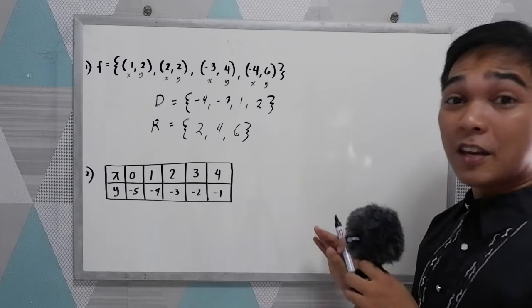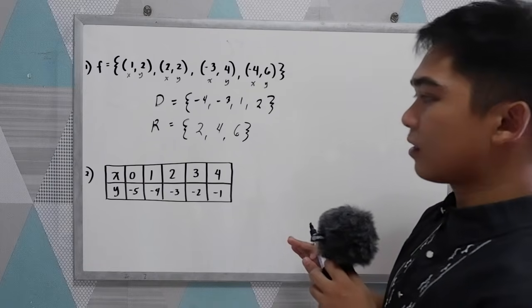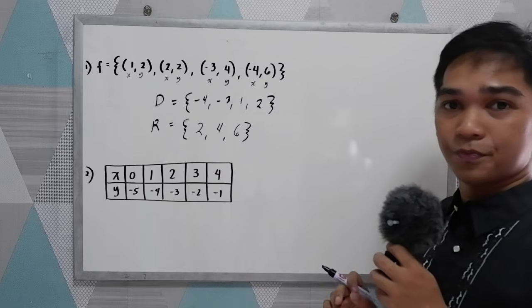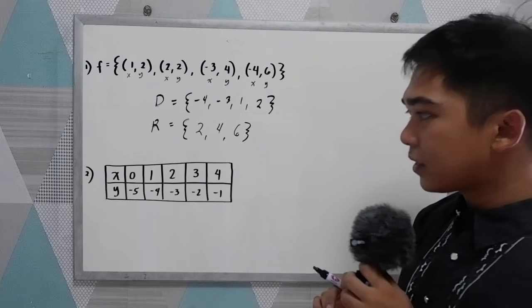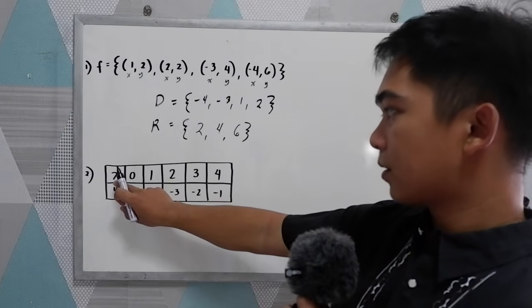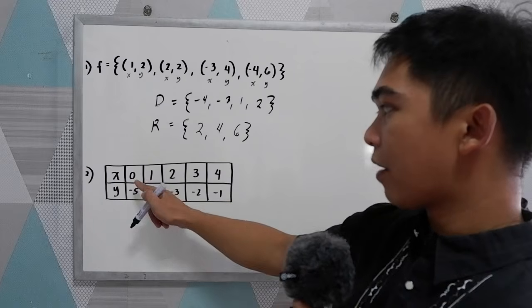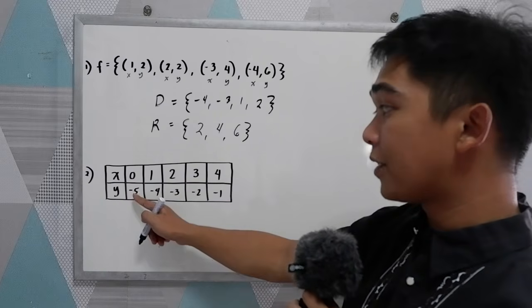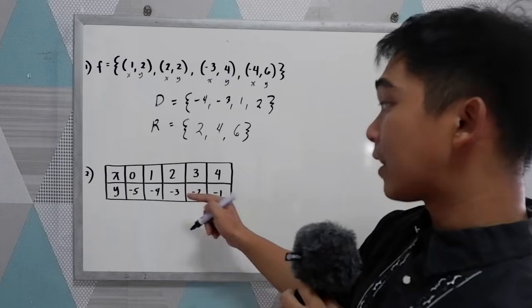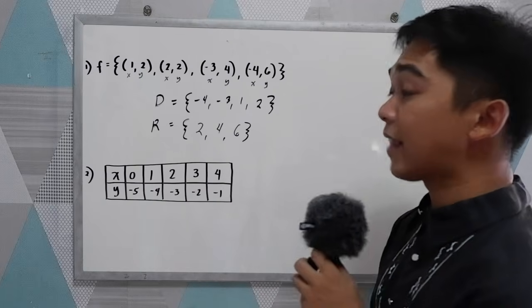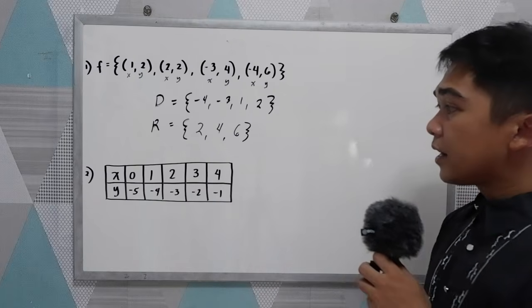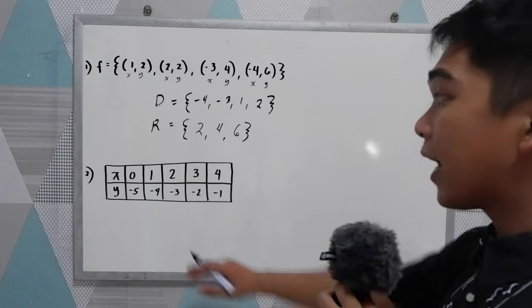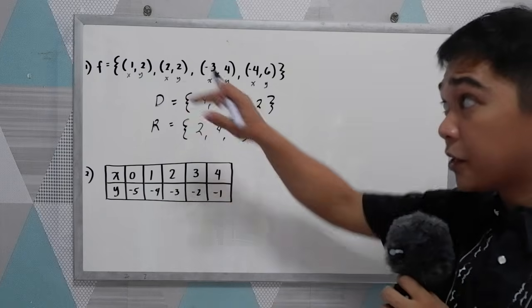Next, what if the given is table of values? So we have here for our input x, we have 0, 1, 2, 3, and 4. And for y, we have negative 5, negative 4, negative 3, negative 2, and negative 1. In our table of values, we can write this as ordered pairs.